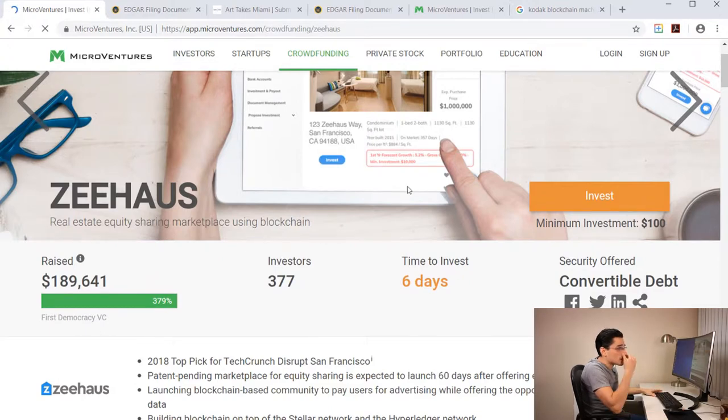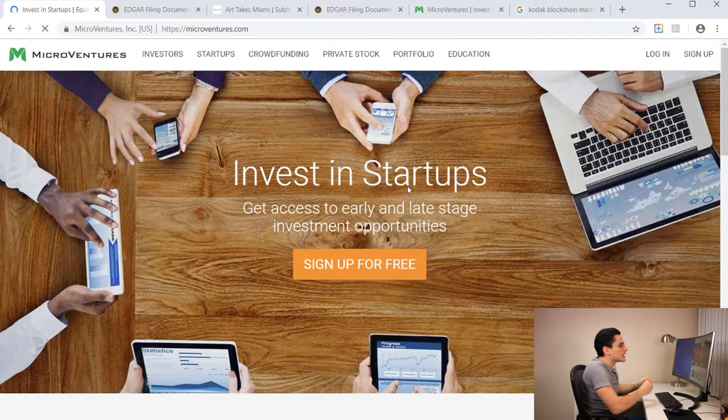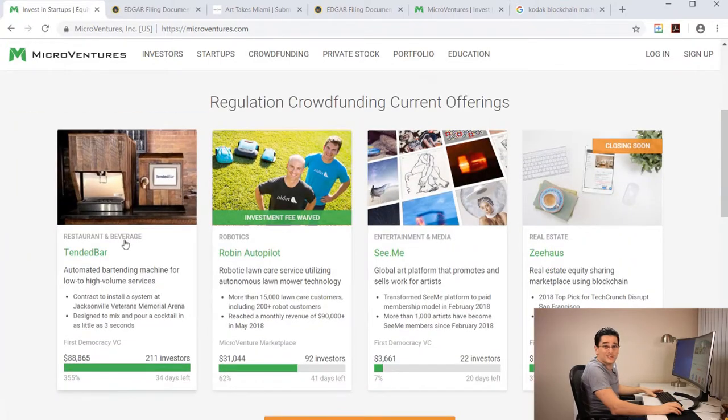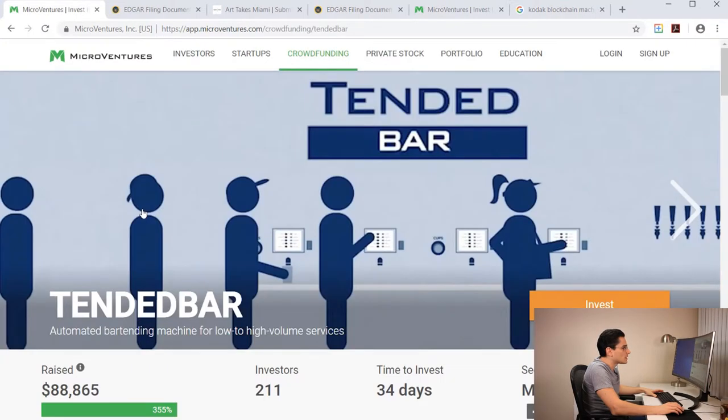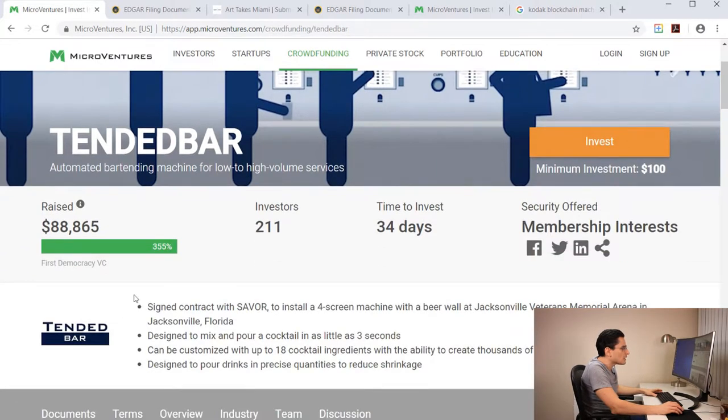I'm trying to switch browsers up so that we don't get caught up in too many ads. And I also have the sniffles, if you could tell. Now, the fourth one here is Tended Bar, which, okay, it's kind of questionable. But automated bartending machine for low to high volume services. Okay, interesting. Let's take a look. Bullet points are all stellar. Designed to mix and pour a cocktail in as little as 3 seconds. Can be customized with up to 18 cocktail ingredients.